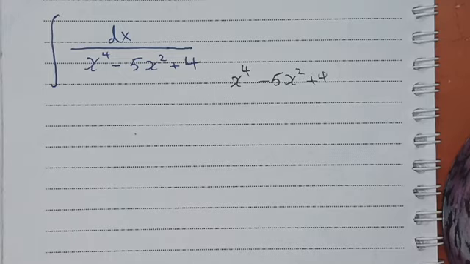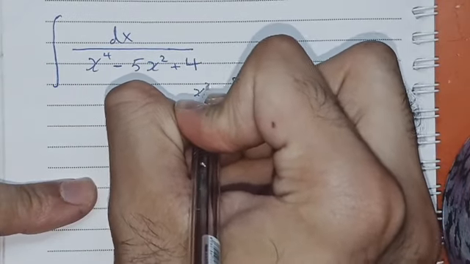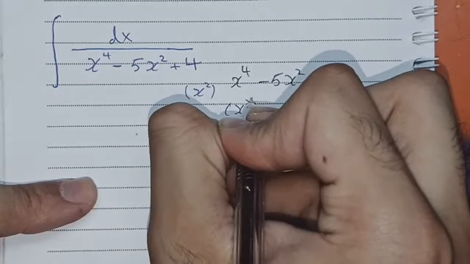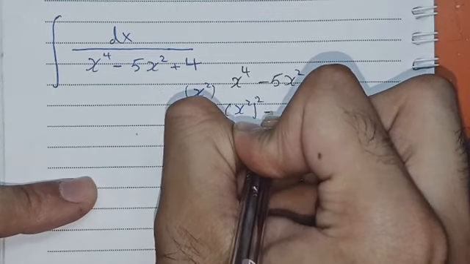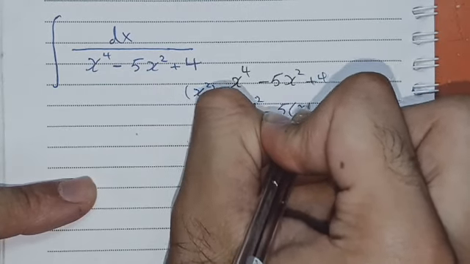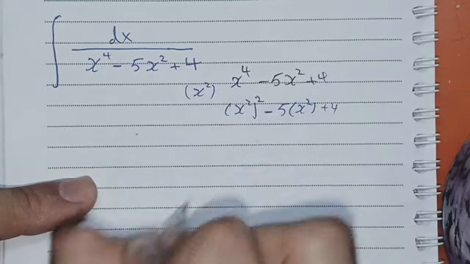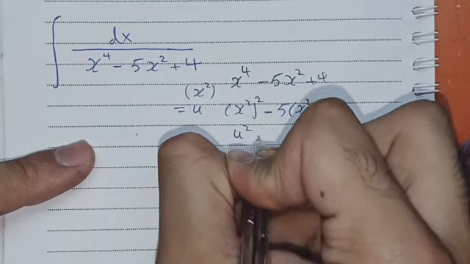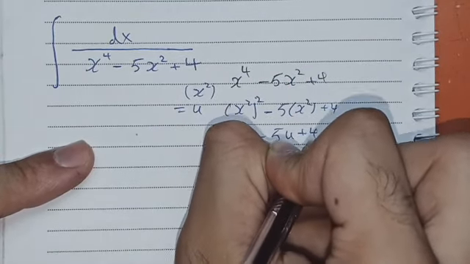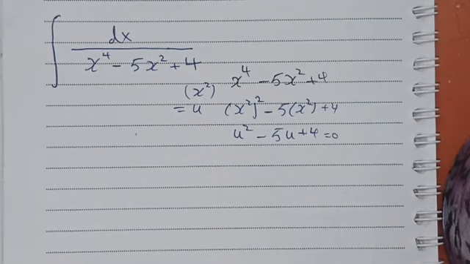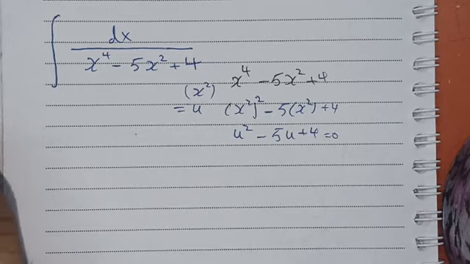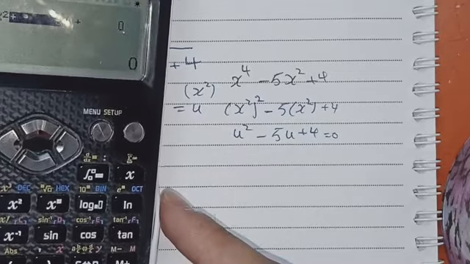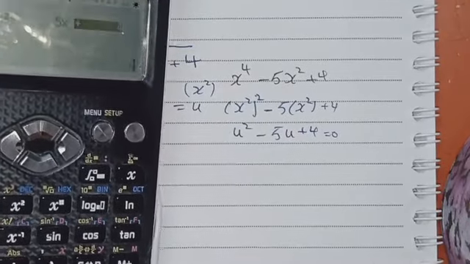Okay, we can substitute with x², because we have x² here. x⁴ is equal to (x²)², so we have (x²)² − 5x² + 4. So we can substitute x² equal to u, and we'll have u² − 5u + 4 equal to 0. We can calculate this by calculator. I have a coefficient of 1, a coefficient of −5, and a coefficient of 4.